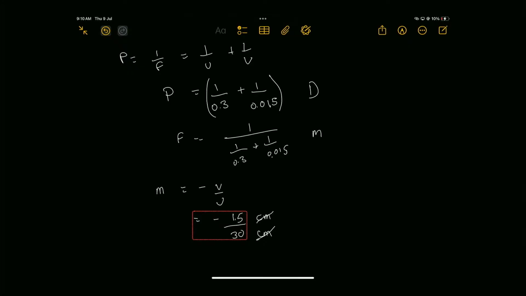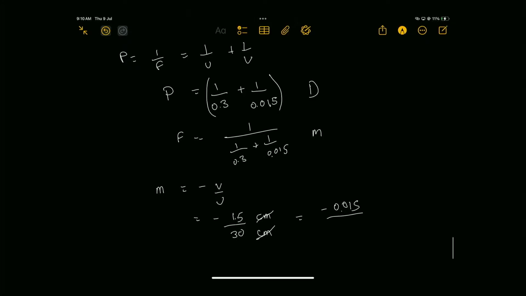But previously, when we were finding power, when you are using that equation, it has to be in meters, right? So we had to convert it in meters to get the power in diopters. If you are unsure, just always convert to SI units, right? So you could write this in SI units. So that would be negative 0.015 over 0.3. And you'll get the same answer, right?